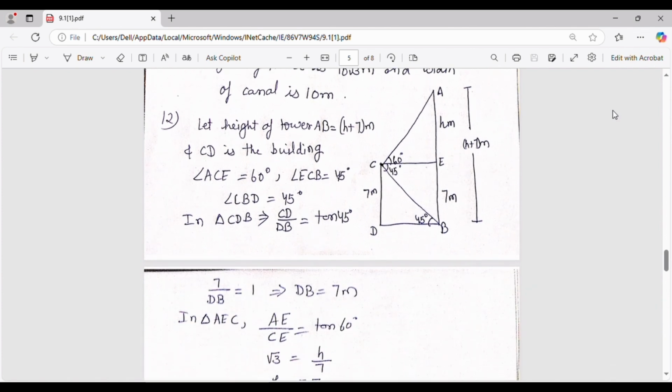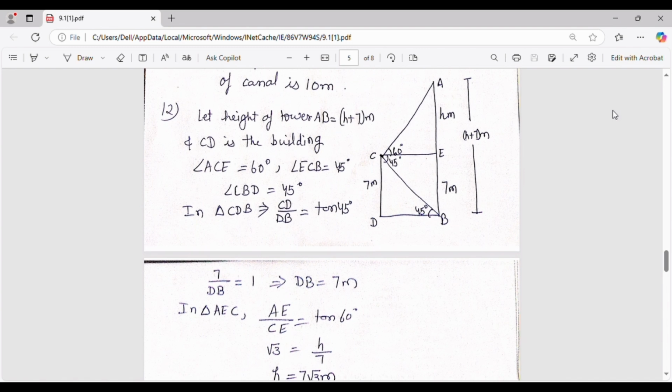Question number 12. From the top of a 7-meter high building, the angle of elevation of top of cable tower is 60 degree and angle of depression to its foot is 45 degree. Determine the height of tower. So first we will draw the diagram. In this, tower is AB and CD is the building. So height of tower is h plus 7 meters.